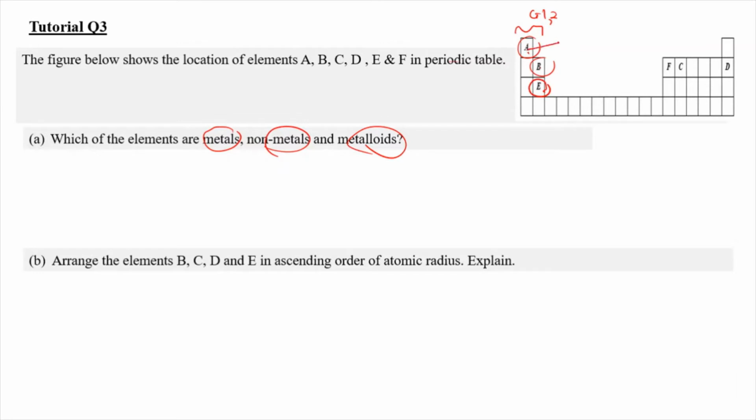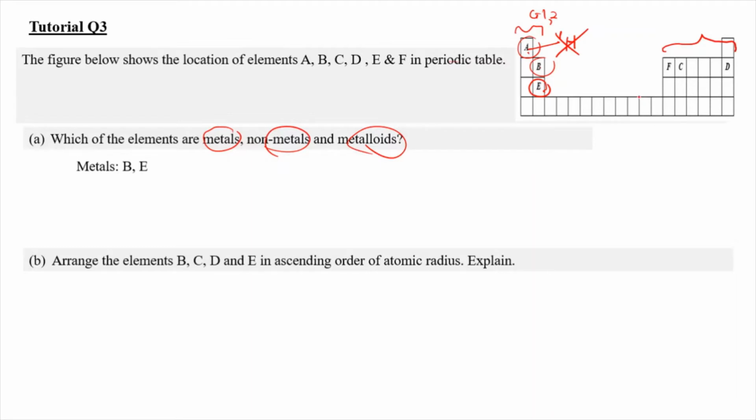However, the A here is hydrogen because it starts with the first proton. So you know that hydrogen is located here. So hydrogen is not a metal. So for this answer, we only get element B and element E as the metals. For non-metals, they are usually located at this part here.